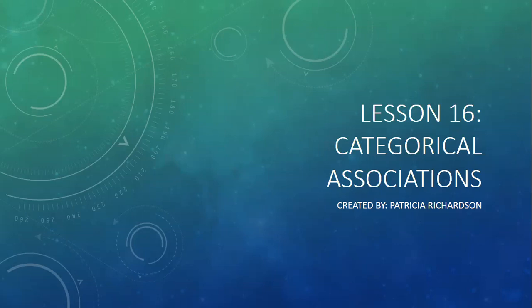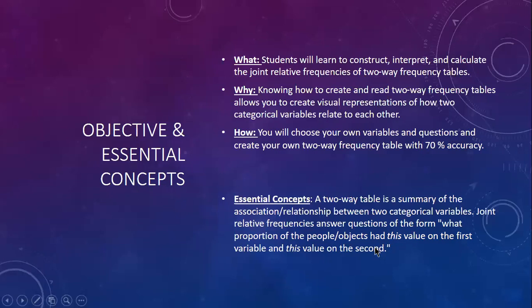Okay. So if you guys remember, categorical variables are those variables that have values that are words, right? Or categories. So we're talking about those kinds of variables. Our objective for today is what you're going to learn. Students will learn to construct, interpret, and calculate the joint relative frequencies of two-way frequency tables.